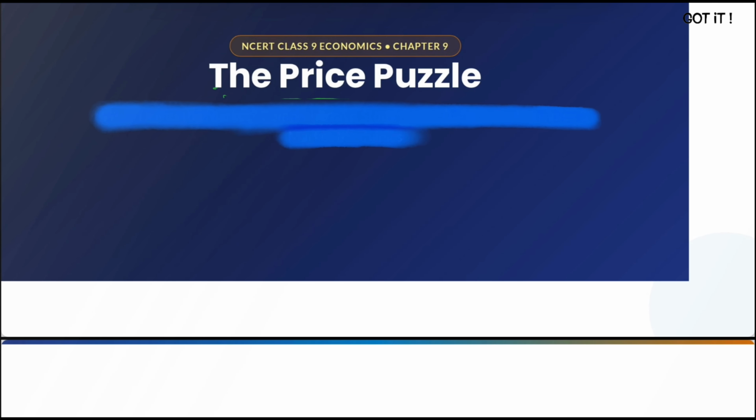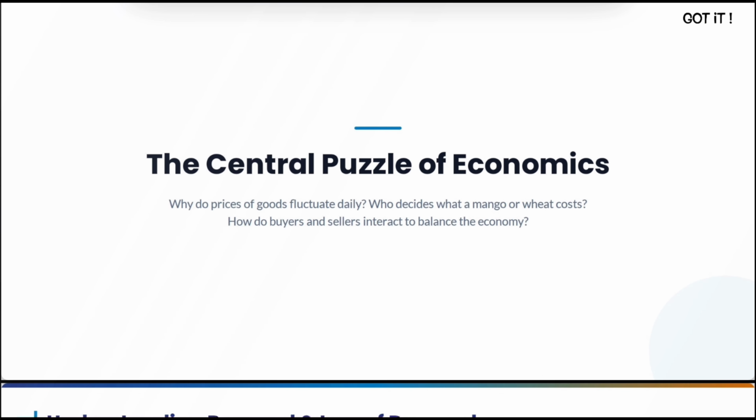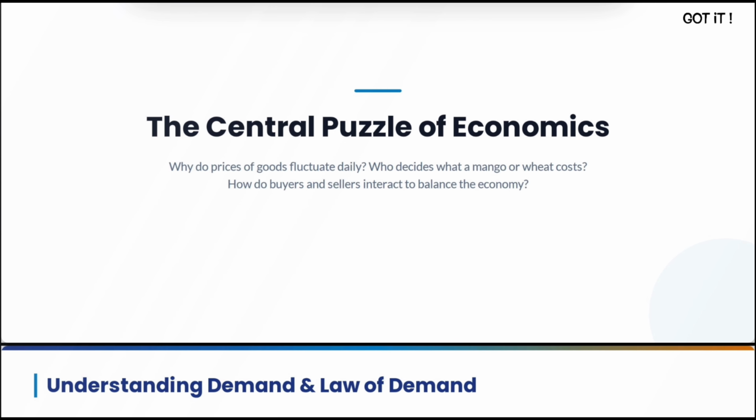In this video, we are going to complete chapter 9 of class 9 social science, that is, The Price Puzzle: What Drives the Market. So first, the main important aspects which we are going to study are why the prices of goods fluctuate every day, who decides what a mango or wheat would cost, and how buyers and sellers interact in order to balance the economy.